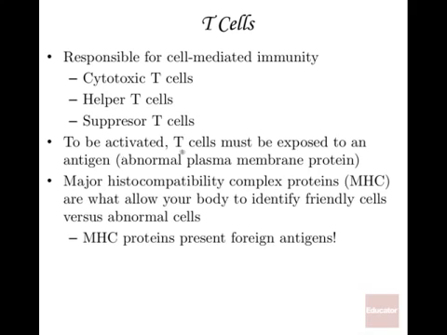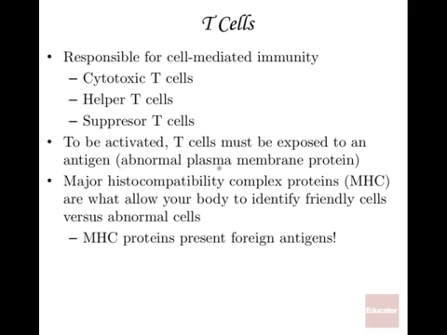So to be activated, T cells must be exposed to an antigen. And an antigen is usually some kind of protein or proteinaceous kind of surface molecule. So if you look at a plasma membrane, there are these little proteins sticking out the surface of them. Those are antigens. Bacteria are going to have antigens on them. Viruses are going to have antigens on them. Even the surface of a parasitic worm is going to have certain proteins that are unique to that species.